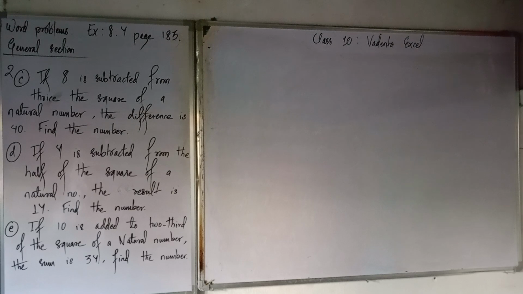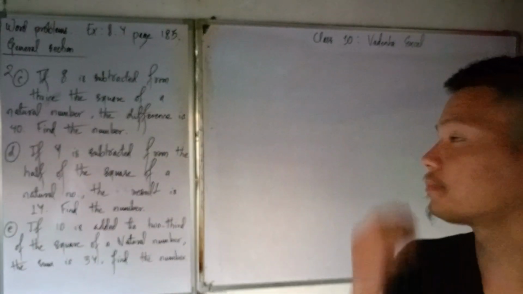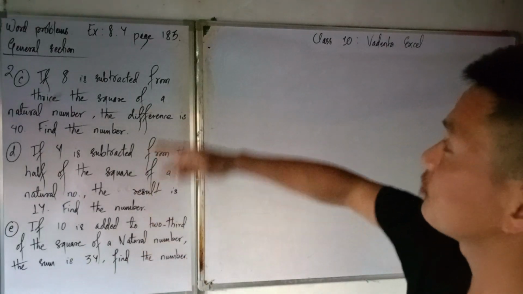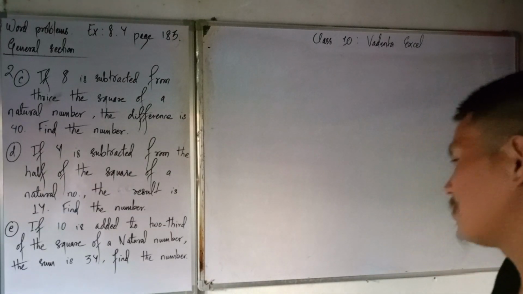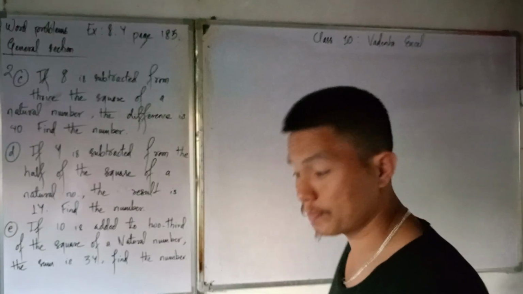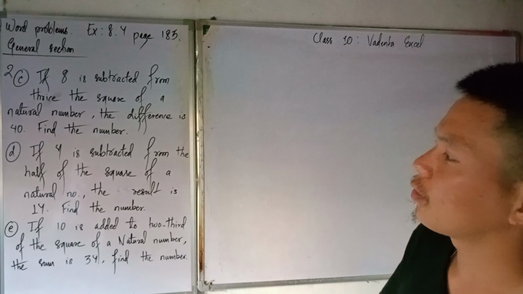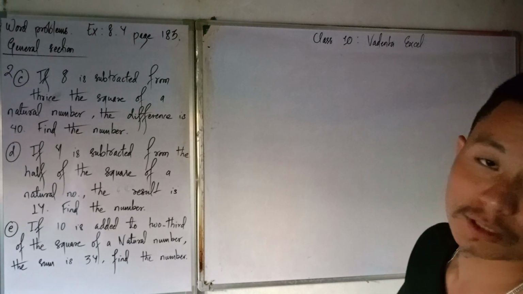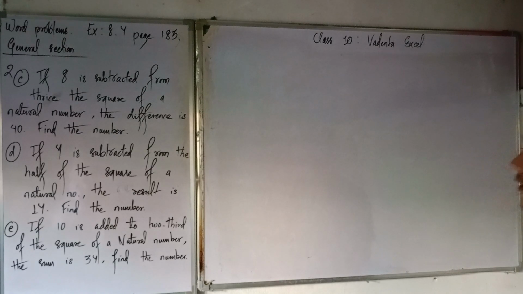We are just continuing the previous exercise of word problems related to quadratic equations. Some of the trivial questions of the general section we have already done in the previous video. Now we are going into the next. Number 2A and B we have done already. Now let's move on to number 2C.